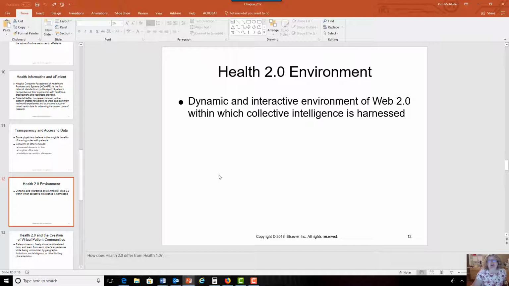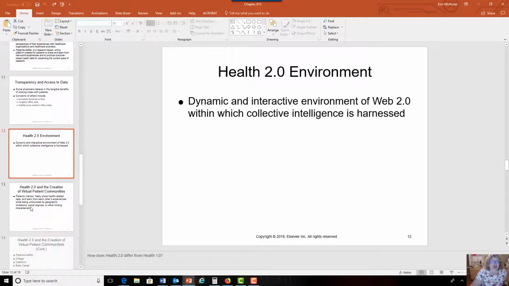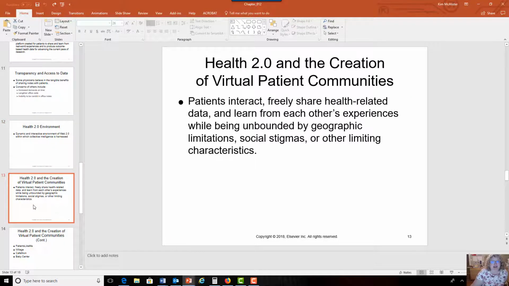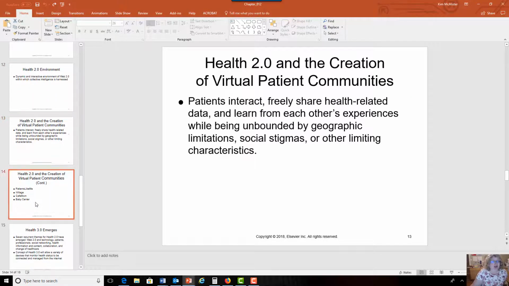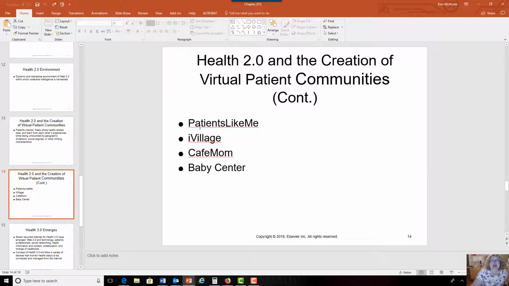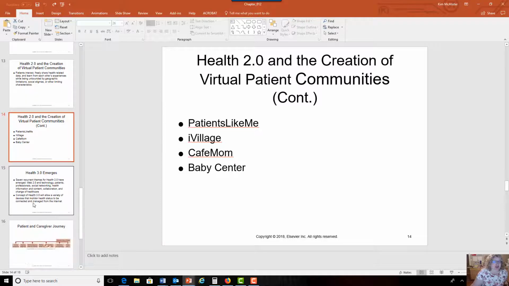Health 2.0 is the dynamic and interactive part of Web 2.0, where information is harnessed. This is where people can share information and seek out information. This is kind of the current environment, but we're moving into Health 3.0, which we'll talk about in just a minute. And Patients Like Me is one of those, and then there are a few more that you can look at.